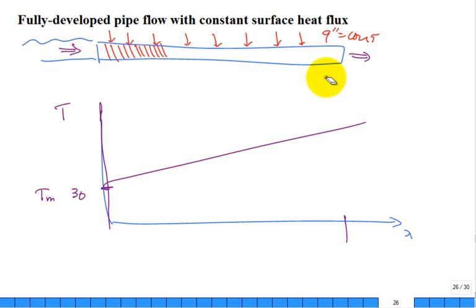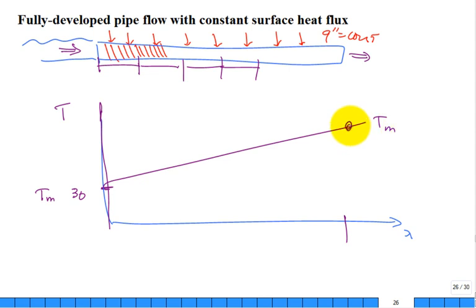Why is it just a straight line? Because for every foot, I'm getting the same amount of heat added. For every inch or foot or meter, I'm getting the same amount of heat added with a constant heat flux. All right, so that's our plot of Tm.